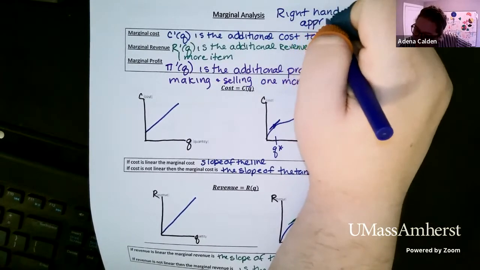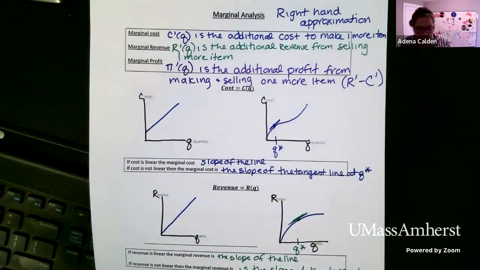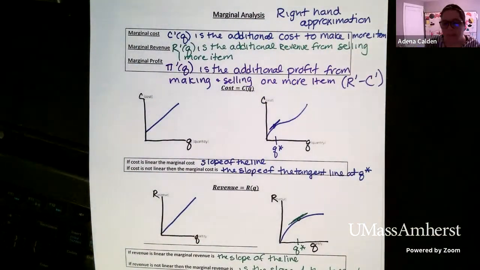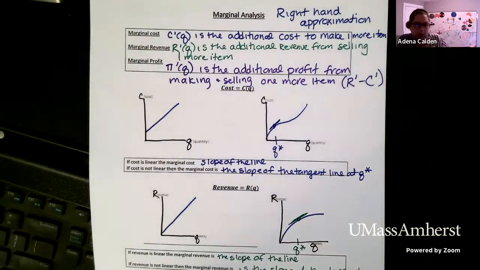Because in business, we already know how many we've sold up to a point. So the question is always, what happens if I do one more? We don't predict backwards in business because we already have that data.